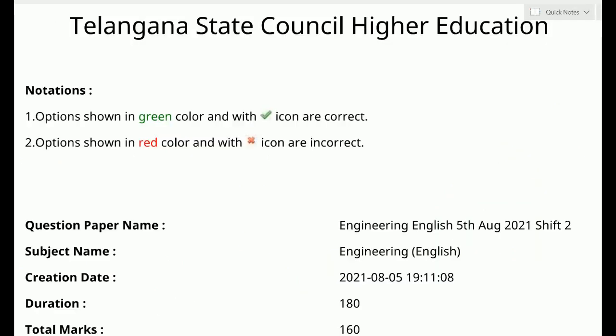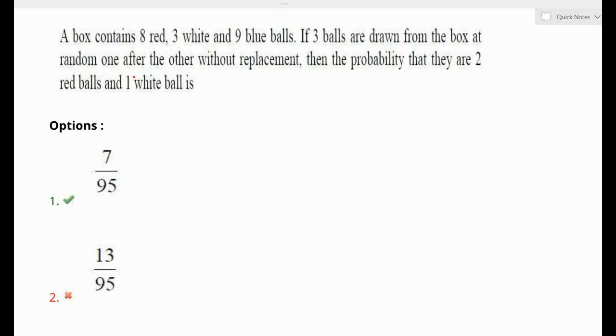But from this I'm discussing probability and random variables and distributions. Please wait, I'm scrolling down the question paper. Look at this question. What is given? A box contains 8 red, 3 white and 9 blue balls. 3 balls are drawn from the box at random, one after the other without replacement. Manam 3 balls తీసుకోవాలి without replacement one by one.